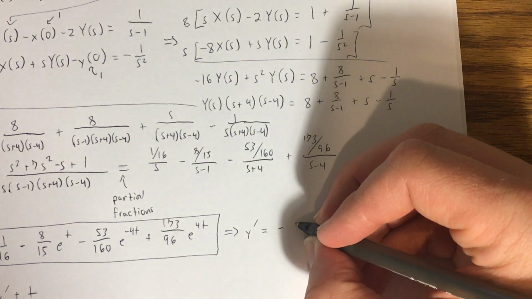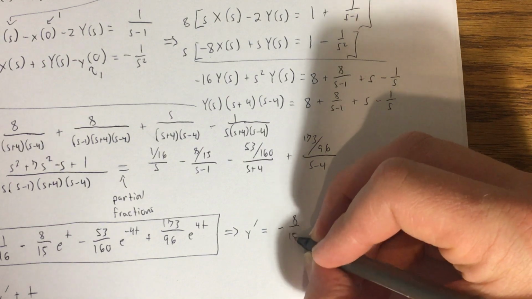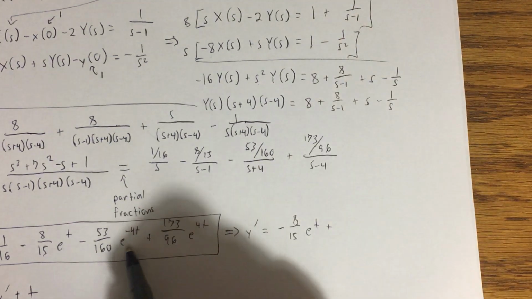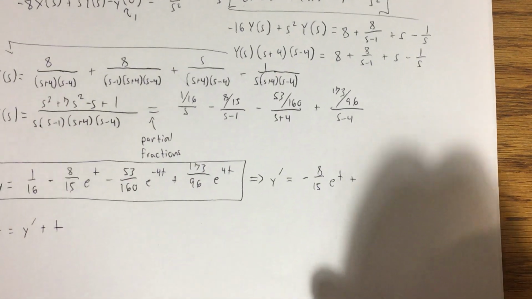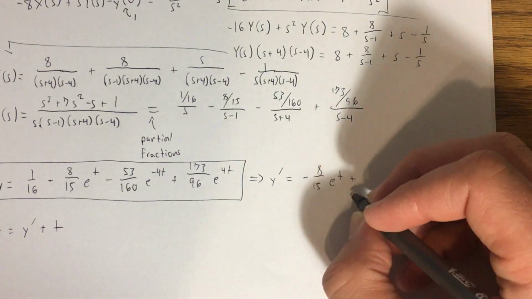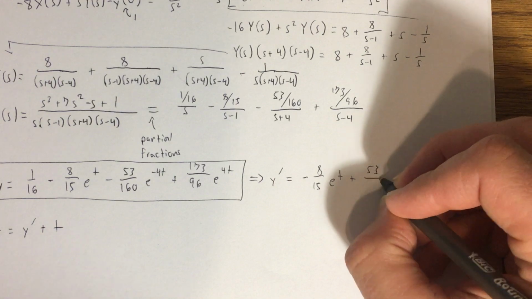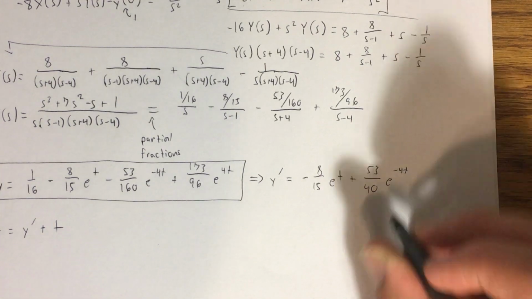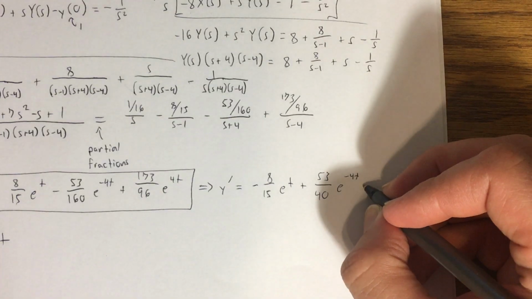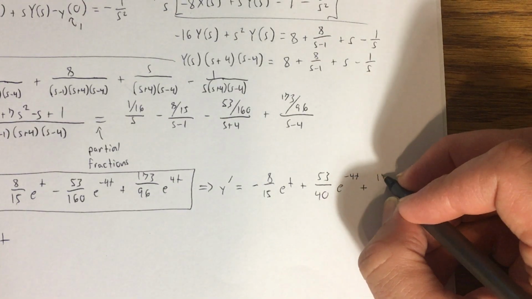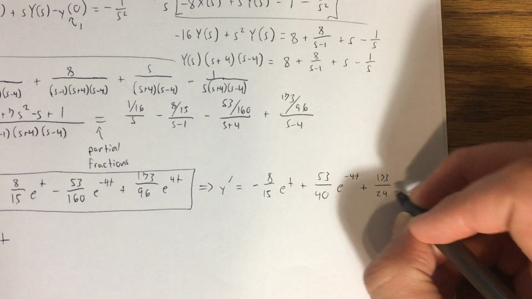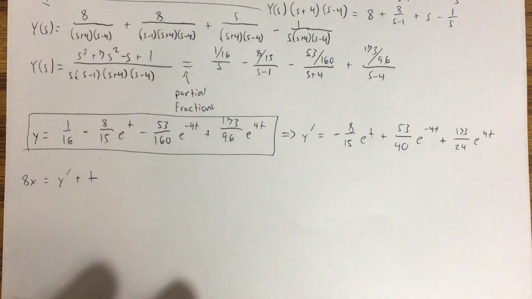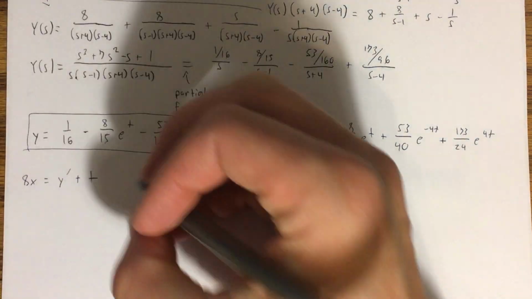So this will be negative 8/15 e to the t plus the derivative of this guy is going to be 53 over 40 e to the negative 4t, and then this one right here is going to give me plus 173 over 24 e to the 4t. So finding that derivative is straightforward. Now I can use it as a substitution right here.